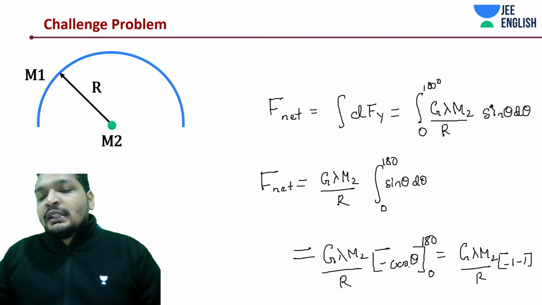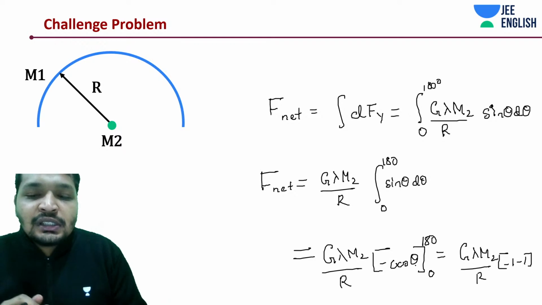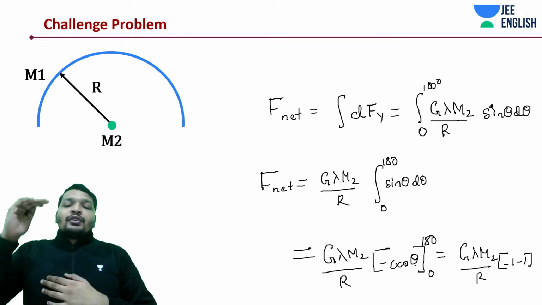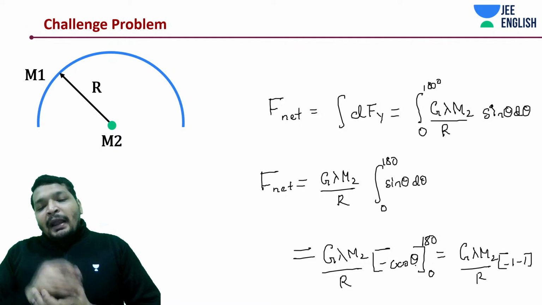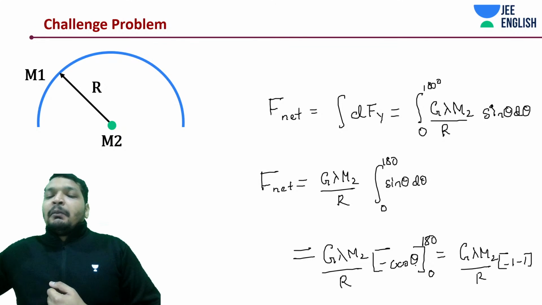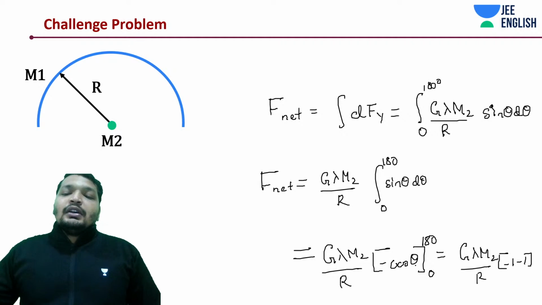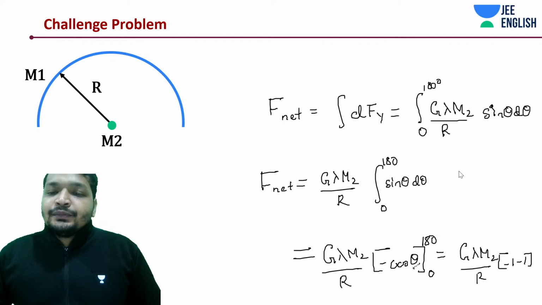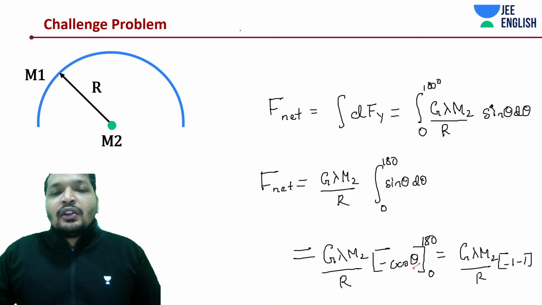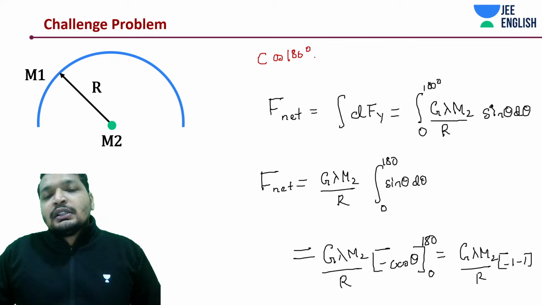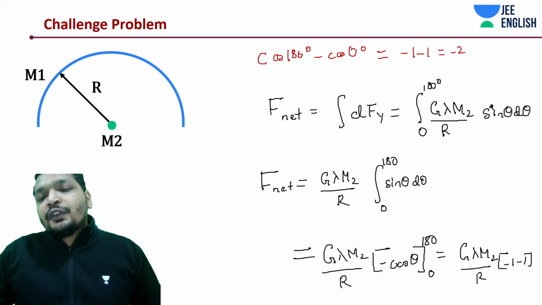Why am I getting this? This is basically because minus cos theta, if you take it from 0 to 180, is going to be minus of cos of 180 minus cos 0. Don't worry about it, you're getting a negative sign, it's not at all important. You get cos of 180 degrees minus cos of 0 degrees, which is minus 1 minus 1, so it's going to be minus 2, of course.